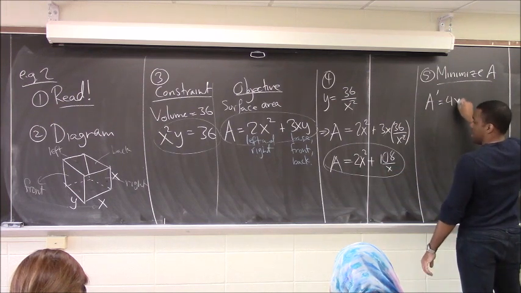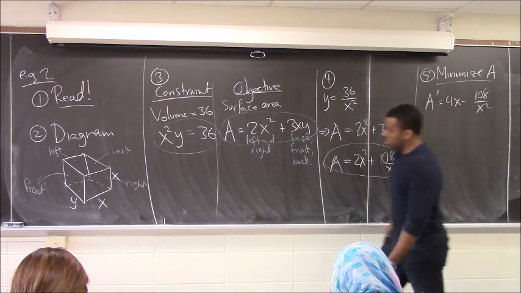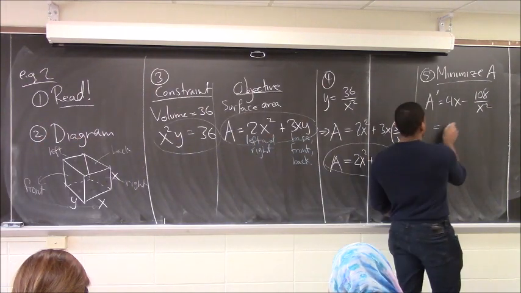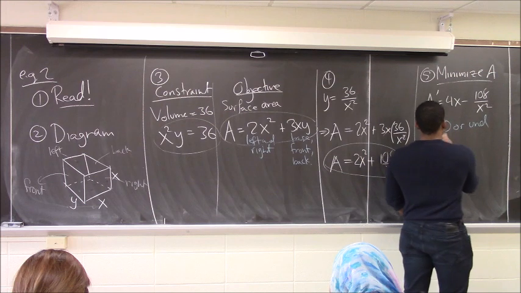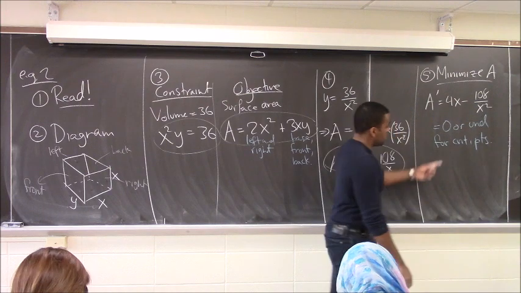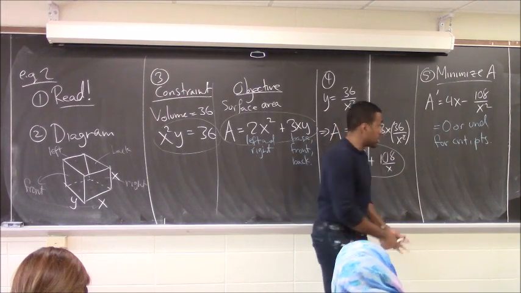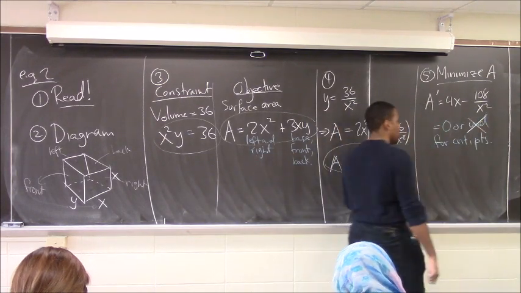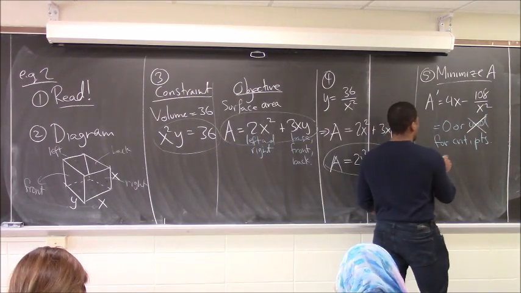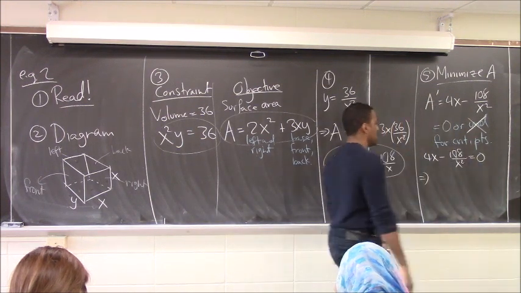Derivative of this is going to be 4x minus 108 over x squared, and I'm going to set this equal to 0 or undefined for critical points. Now clearly, if this is undefined, that would mean that my x is 0. If my x is 0, I don't have a box, so I'm going to ignore the undefined case. It's not relevant to me, and I'm simply going to solve for this equation equals 0. So we have 4x minus 108 over x squared equals 0. How do I solve that for x?